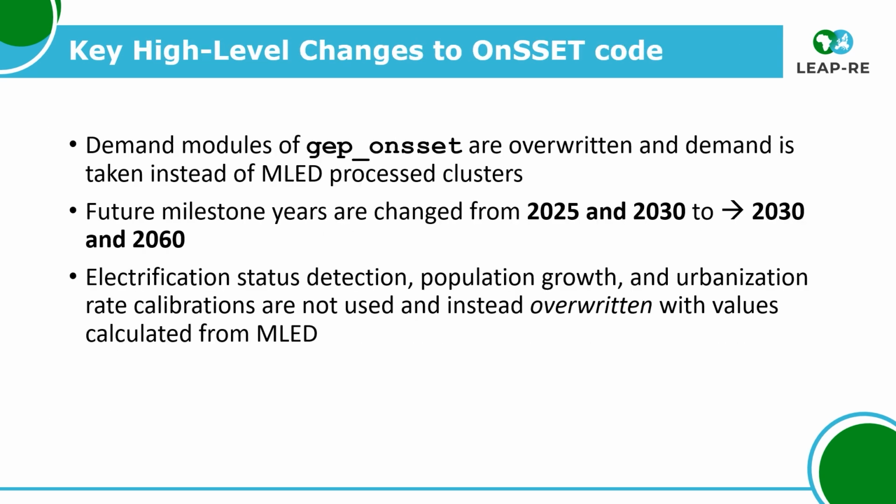The demand modules in GEP OnSSET are overwritten, and the demand is instead taken from the MLED process clusters. Another major change is that the milestone years in OnSSET have been changed from the typical year 2025 as a mid-year and 2030 as a final year to have 2030 instead as the mid-year and 2060 as the final year. Additionally, the electrification status detection, population growth, and urbanization recalibrations, which are all typically included in OnSSET by default, are instead overwritten with the values taken from MLED.